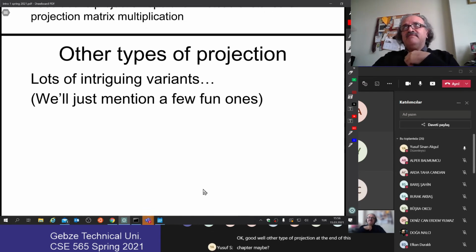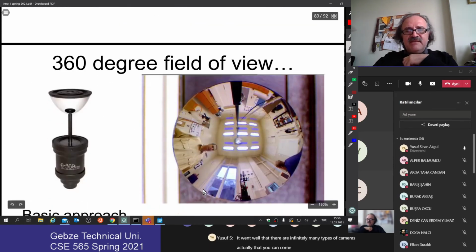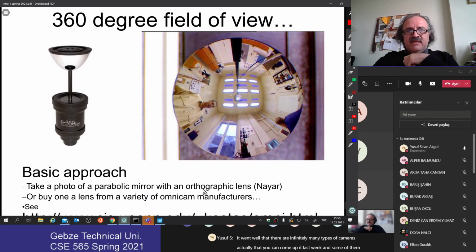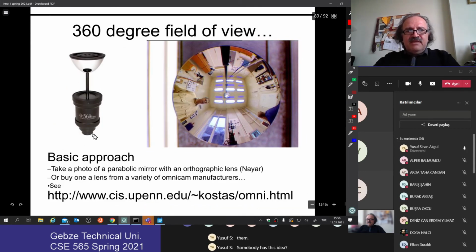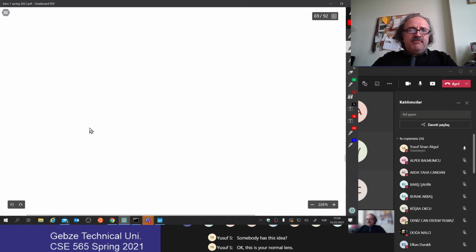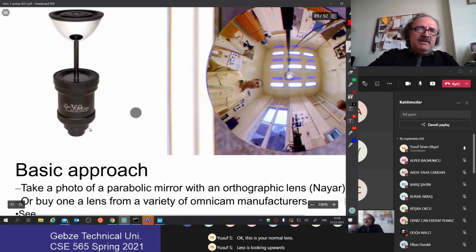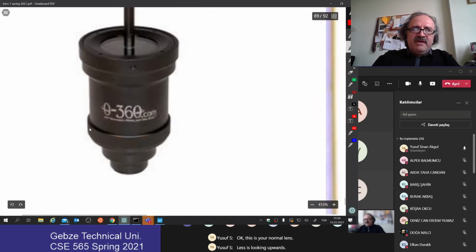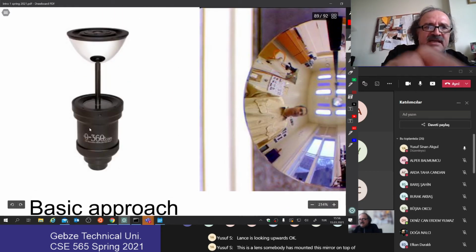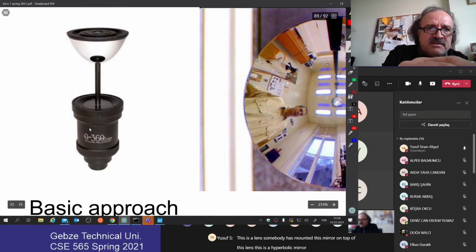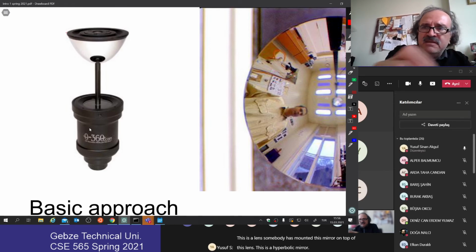Well, there are infinitely many types of cameras that you can come up with. Let's look at some of them. Somebody has this idea. Okay, this is your normal lens. The lens is looking upwards. Somebody has mounted this mirror on top of this lens. This is a hyperbolic mirror.